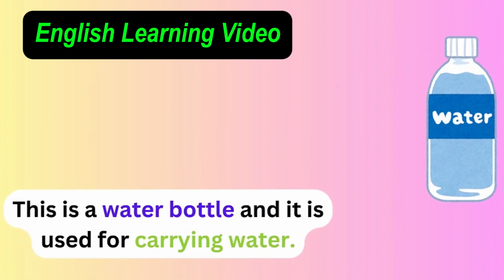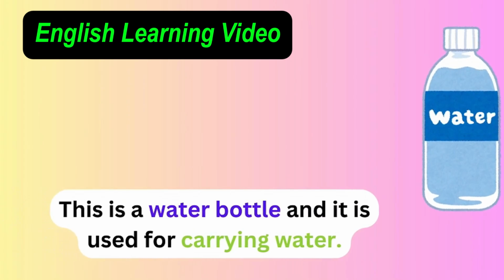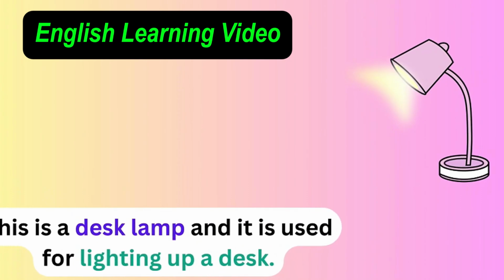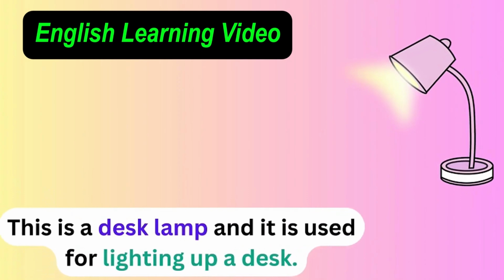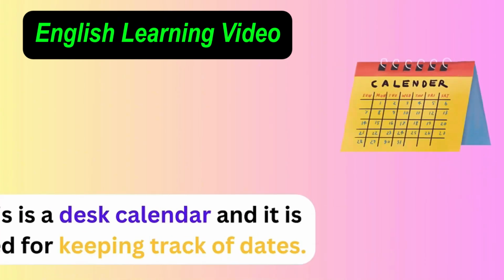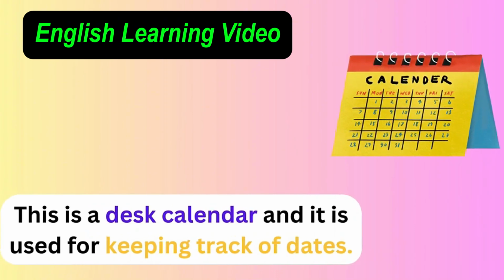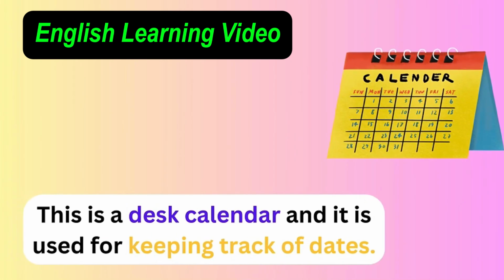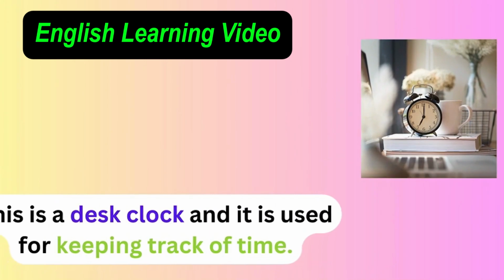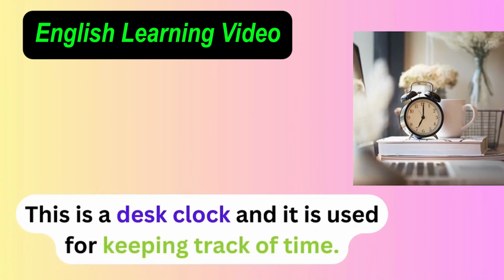This is a water bottle and it is used for carrying water. This is a desk lamp, and it is used for lighting up a desk. This is a desk calendar, and it is used for keeping track of dates. This is a desk clock, and it is used for keeping track of time.